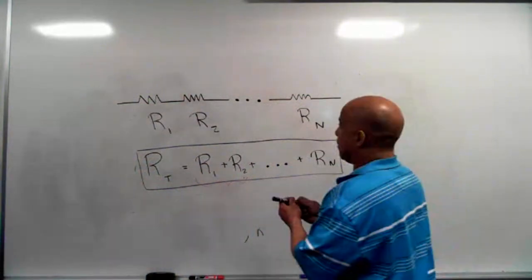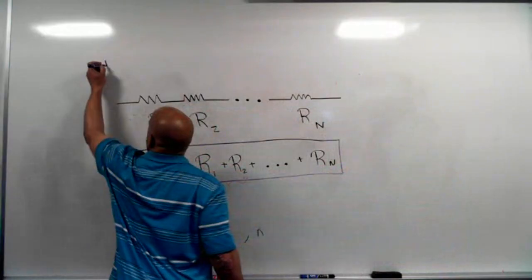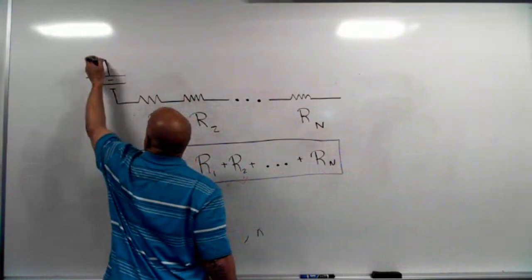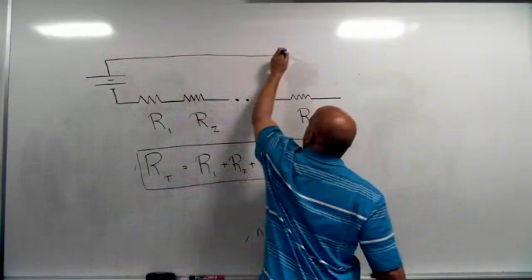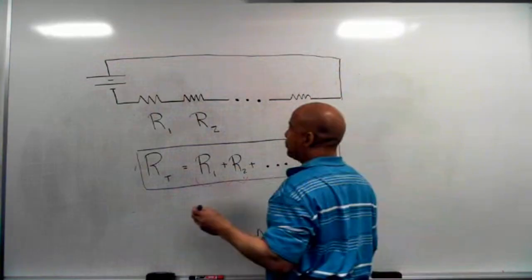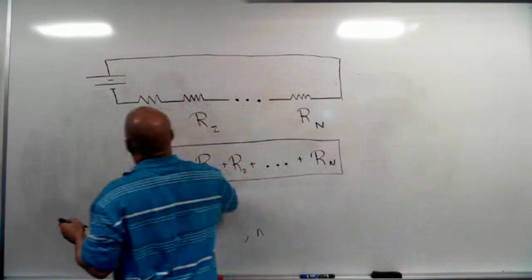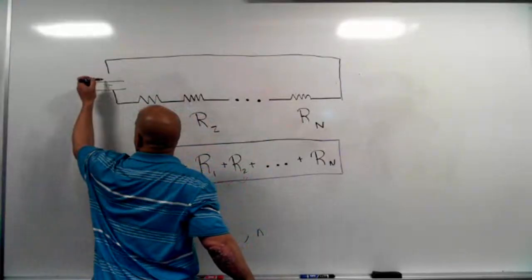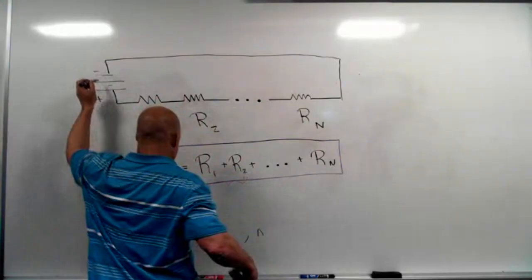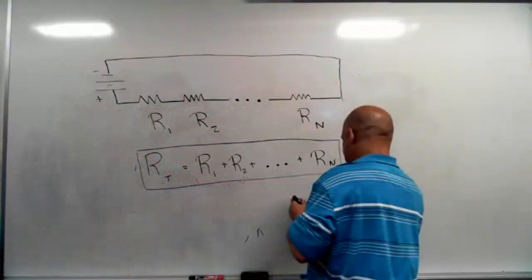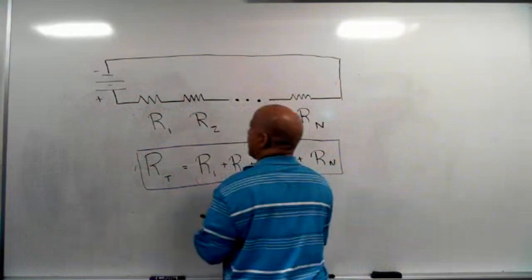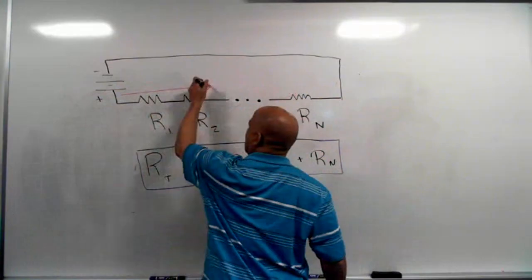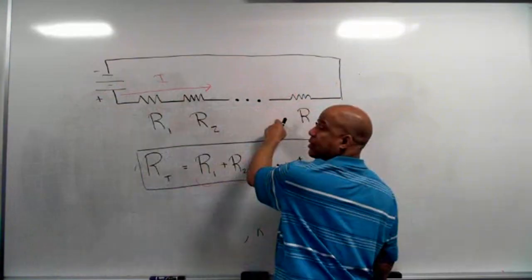So what I'm going to do is hook up a battery to this. And now the battery is hooked up, current can flow in the circuit. What's going to happen is current is going to flow out of the battery through this resistor, through this resistor. That current is going to flow through all these resistors.